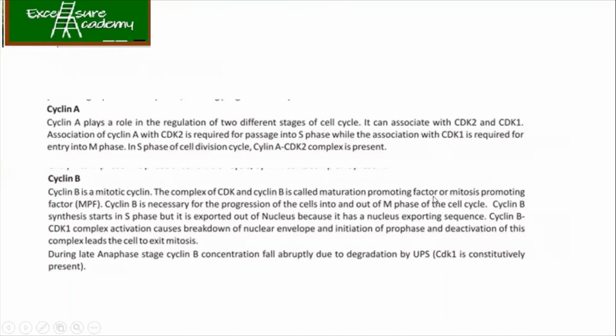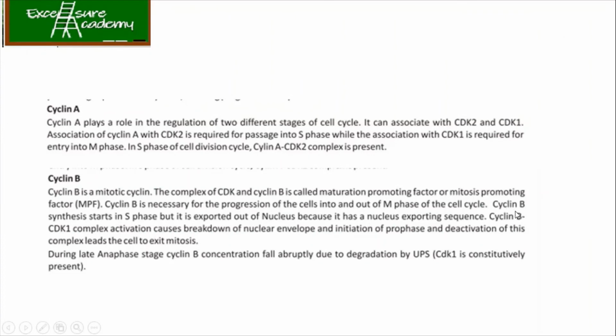Now A and B, this is present in your M phase, correct? So they regulate two different stages of the cell cycle. It can associate with CDK2 and CDK1. Association of A with CDK2 is required for passage into S phase, while the association with CDK1 is required for M phase. B is your mitotic cyclin. We have already discussed that along with CDK1, it forms maturation promoting factor, otherwise known as mitosis promoting factor. This is necessary for the progression of the cells into and out of the M phase of the cell cycle.